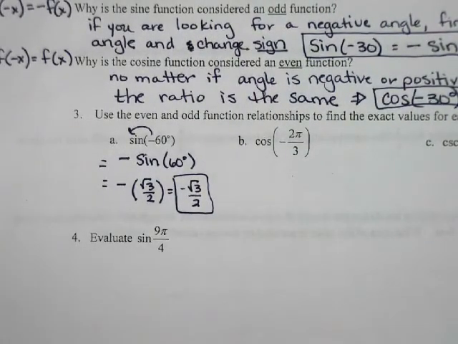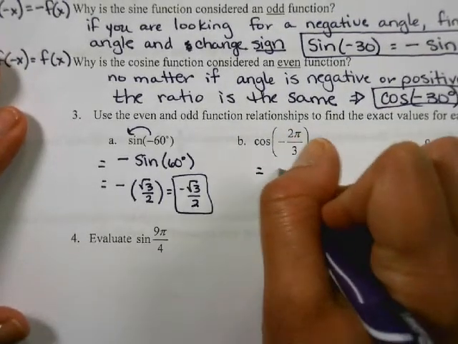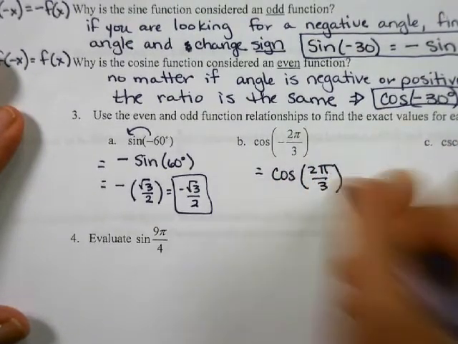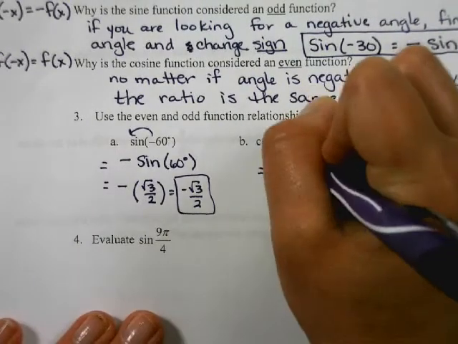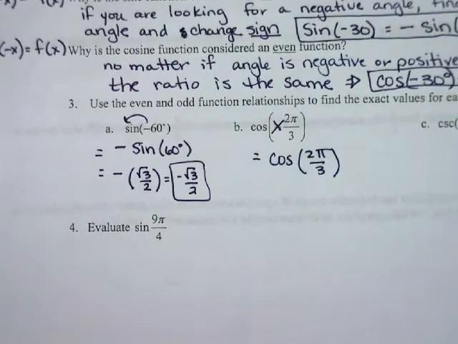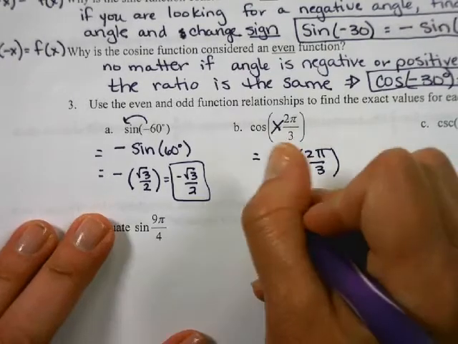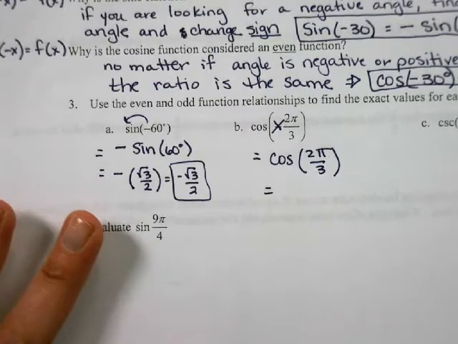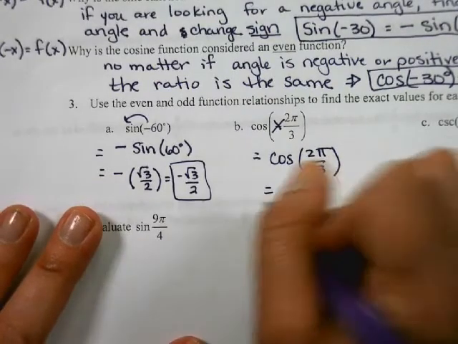Okay, so the cosine of negative 2 pi over 3. I don't know about you, but I don't want to figure out where negative 2 pi over 3 is. But I know that a negative angle and cosine is equal to the same thing as the positive angle and cosine. So this guy is equal to the cosine of 2 pi over 3. So the negative can go away. Look at your circle, find the x-coordinate for 2 pi over 3. Negative 1/2.